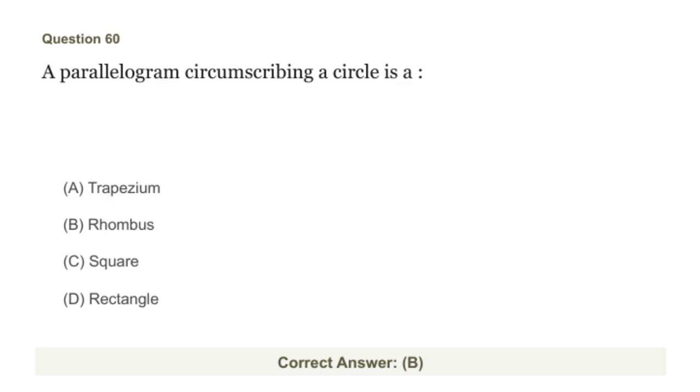All right, let's analyze this question about a parallelogram circumscribing a circle. The key point here is understanding the special properties of such shapes. When a parallelogram can circumscribe a circle, it means the circle touches all 4 sides exactly once. This geometric relationship is quite specific. Among the options, the correct answer is B, the rhombus.